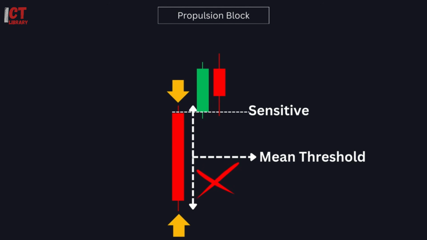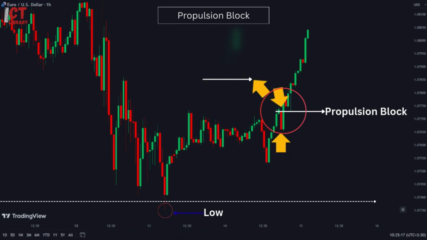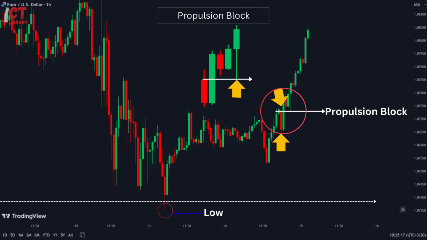The powerful characteristic of a propulsion candle is that you almost never see the mean threshold violated. You will often see price trade back into it, as it does here. This candle opens and trades directly into it at this point here. The open appears here. The low of that candle forms here and taps directly into the candle we are referencing. That creates a bullish entry opportunity using the propulsion candle.